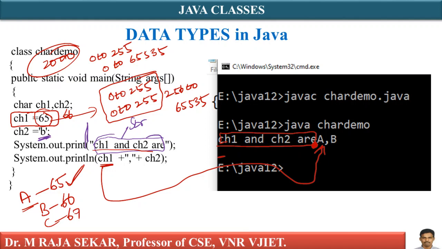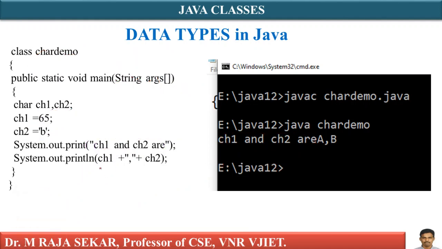In lab, you can do different experiments so that you can understand. For the time being, just understand it like this. What it says, CH1 means 65. It will display the character corresponding to 65. Each character is assigned an integer number. That's what I discussed in my previous lecture. Each character is stored in the form of an integer.